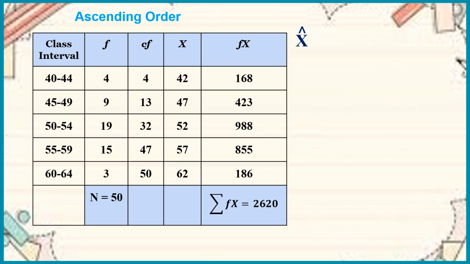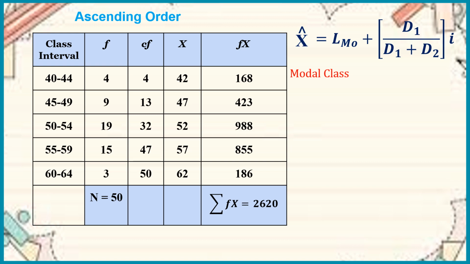Now let us have the mode. The formula for the mode is this. To understand the formula, first we are going to determine the modal class. In order to determine the modal class, remember that modal class got the highest frequency. So take a look at your F. So which number is the highest? Correct, it is 19. So therefore, this is your modal class.